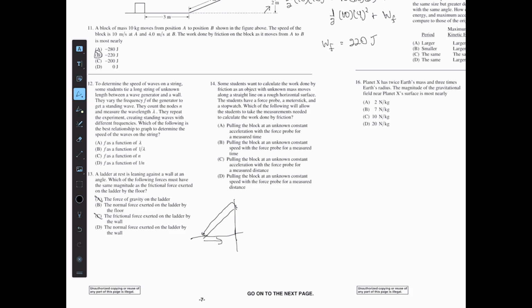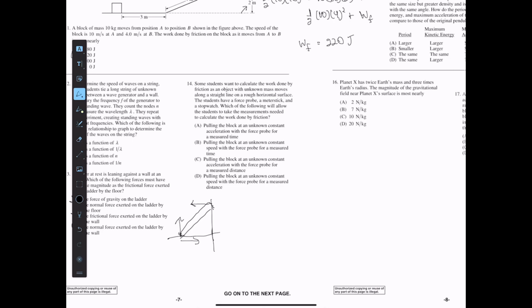The normal force exerted on the ladder by the wall, that is horizontal, perpendicular to the wall. So that should be the answer. And then the normal force... Oh, shoot, wait. Sorry. Wrong one. The normal force exerted on the ladder by the floor, that's right here. That's vertical, that's not it. The normal force exerted on the ladder by the wall is perpendicular to the wall and it's horizontal, so that is the answer.